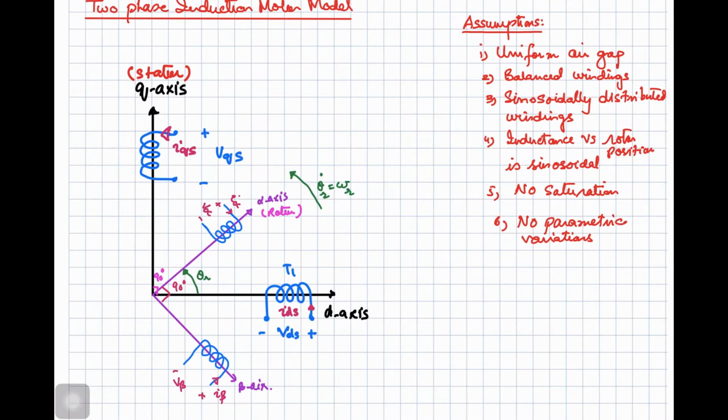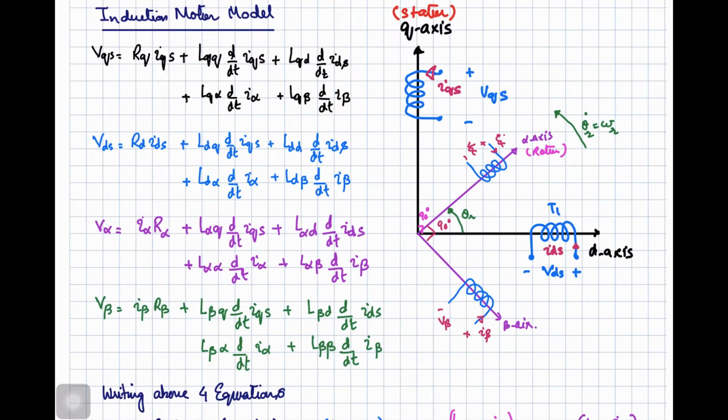Okay, so now let's write down the voltage equation for this two-phase induction motor. Just consider this diagram. Your stator axes are the D and the Q axis, and for the time being I am going to consider that they are stationary, not rotating, so the speed of the stator axis is 0. However, our rotor is rotating with the speed omega r, which is equal to the rate of change of theta r.